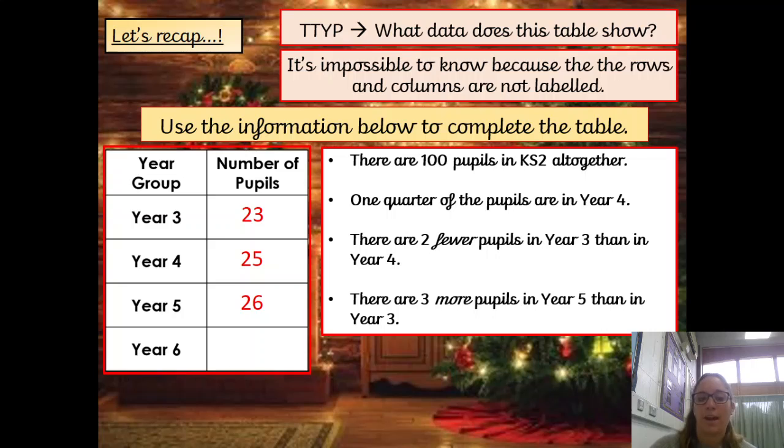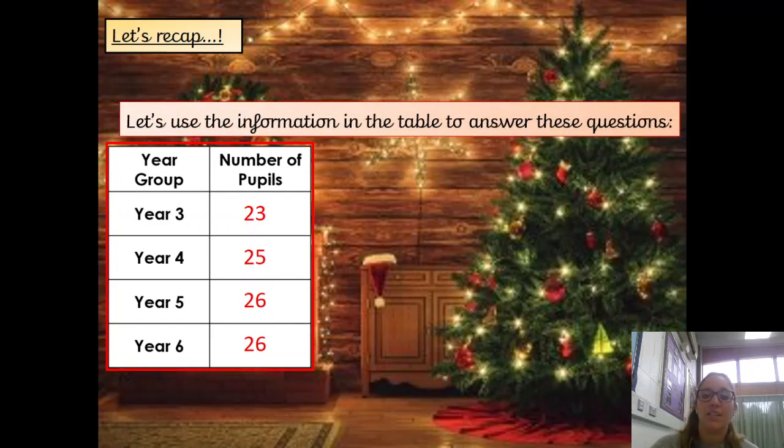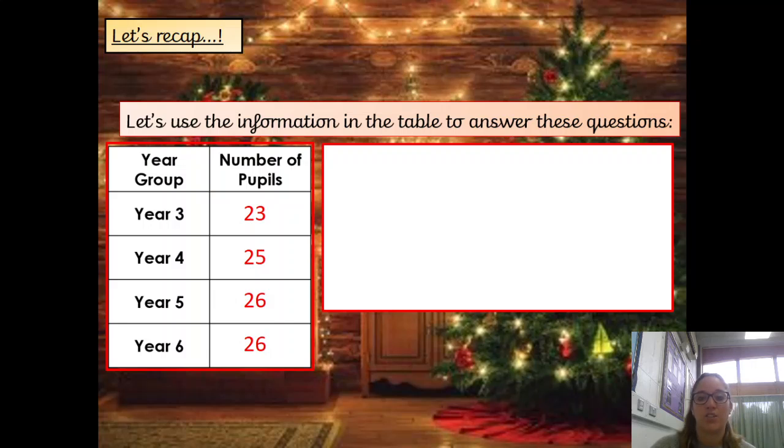Okay, we need to work out what Year 6 is. How many children are in Year 6? Wonder how we can do that. Use the information that you know to work out that answer. Read through again. There are 100 pupils in Key Stage 2 altogether. So hopefully you'll be adding up the number of pupils in Year 3, Year 4 and Year 5, to find out that the total amount take away from 100 is 26. Good, well done.